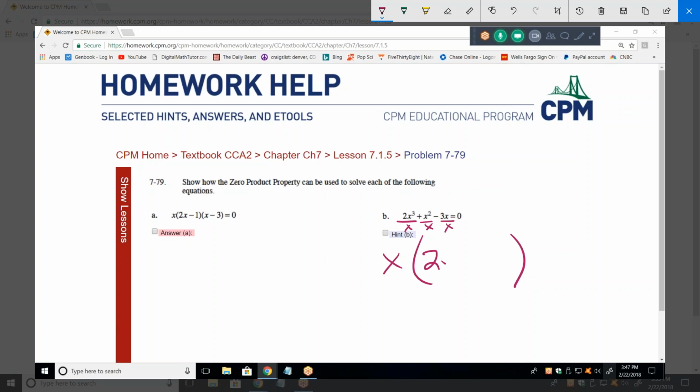2x squared. About the second term, what's x squared divided by x? X. And what is minus 3x divided by x? Minus 3. And notice that is a quadratic, and almost certainly we can factor that. Remember, all of this is multiplied together to 0. So again, once we factor this quadratic, we're going to have three things multiplied together equals 0. And guess what? No, it's not this. I thought it was the same. I thought that was going to be the answer.